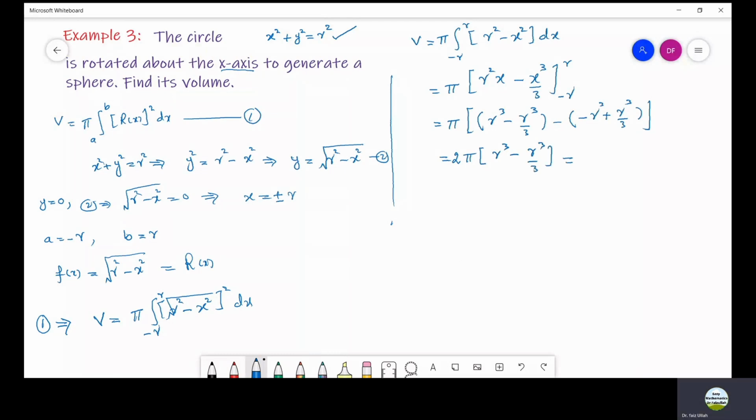And let us take LCM. So we have 2 pi. The LCM is 3. So we have 2r cube minus r cube. And from this, after simplification, we get 4 by 3 pi r cube, which is the volume of a sphere.